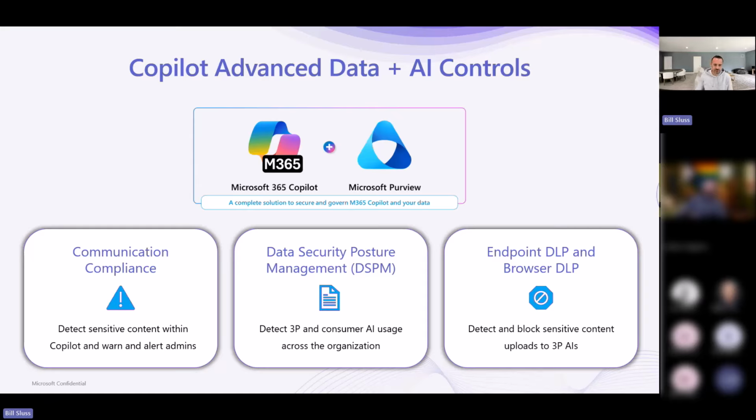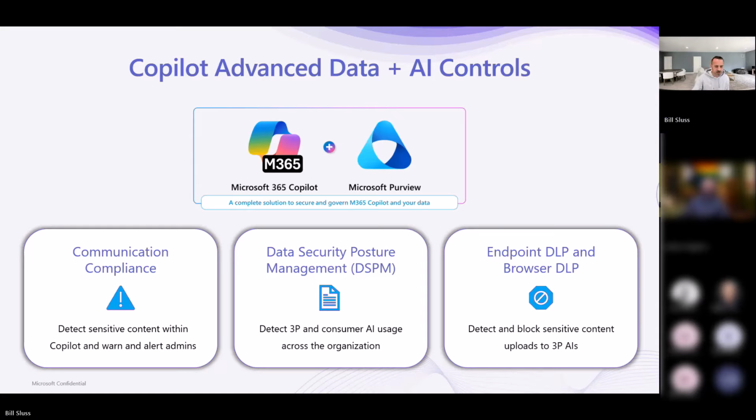Also, Purview offers endpoint and browser DLP, which takes an additional step and prevents the uploading and copying and pasting of sensitive data and content into those third-party AIs. So these are three top-line features you should definitely be aware of. There are many others in Purview that are fantastic for broader data security and data governance. But when it comes to AI, these are the three that I think you should be aware of if you're evaluating whether Purview makes sense for you and your organization.